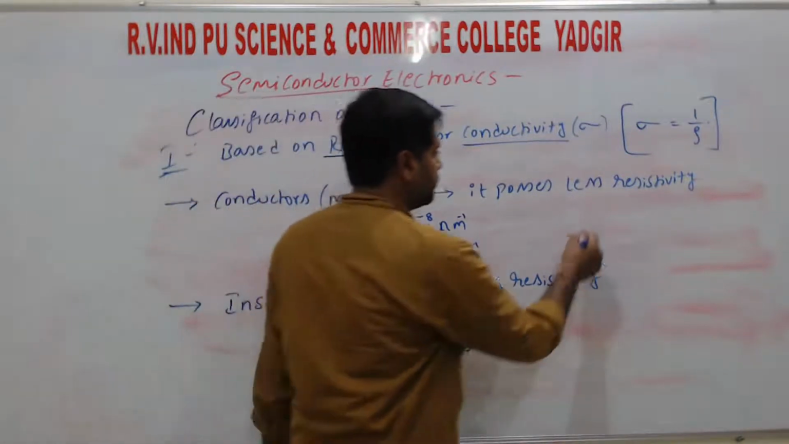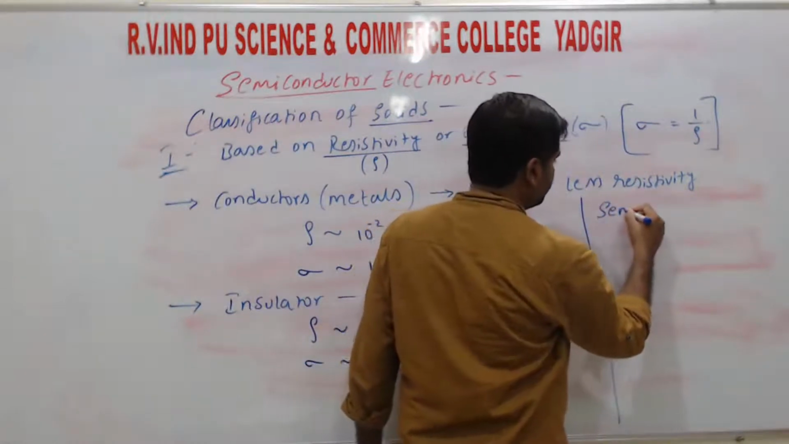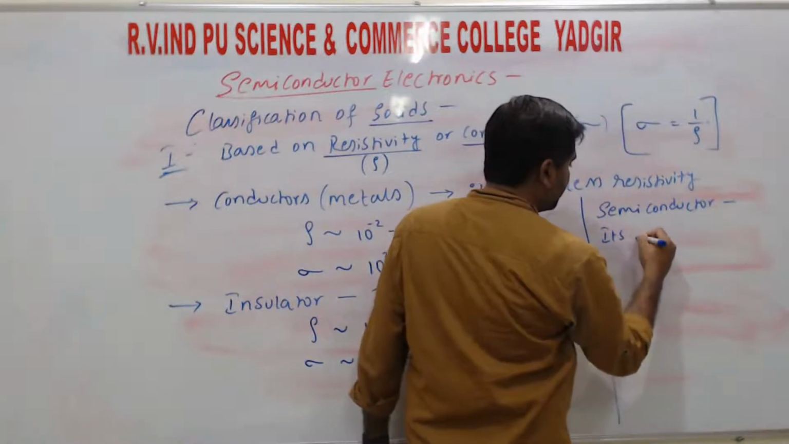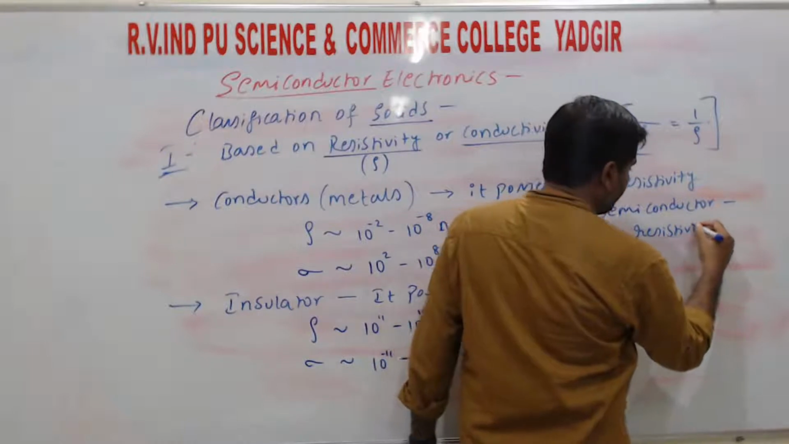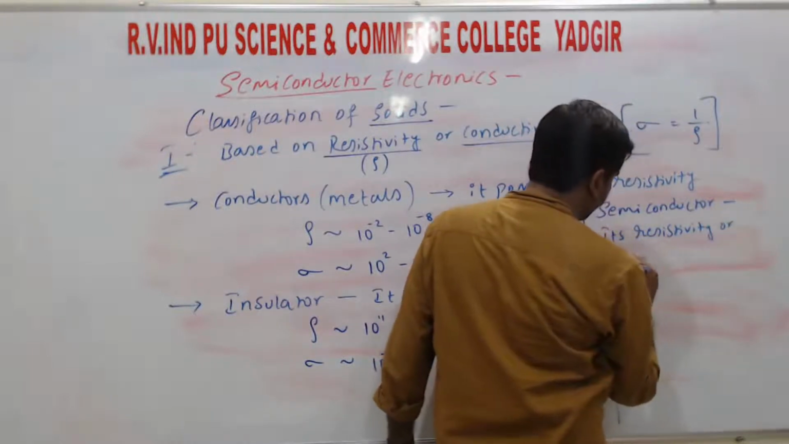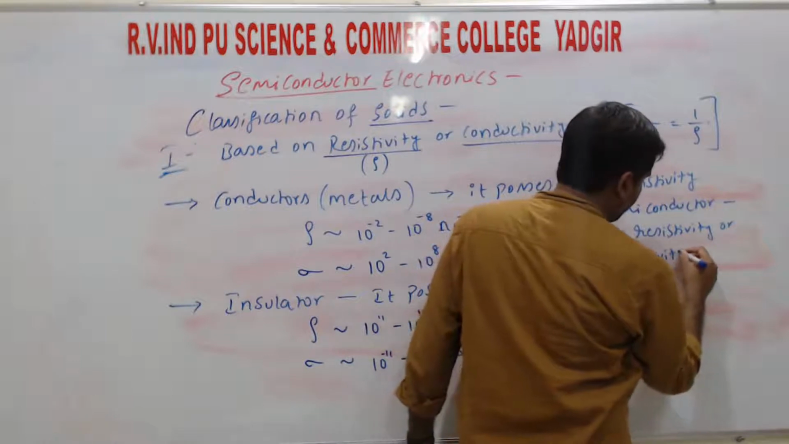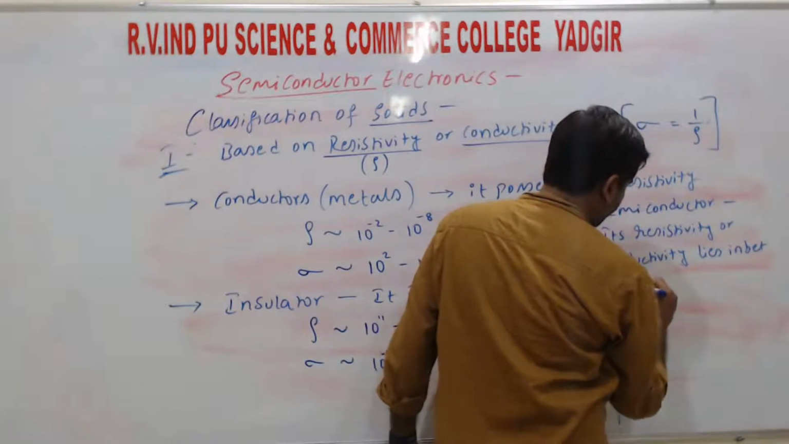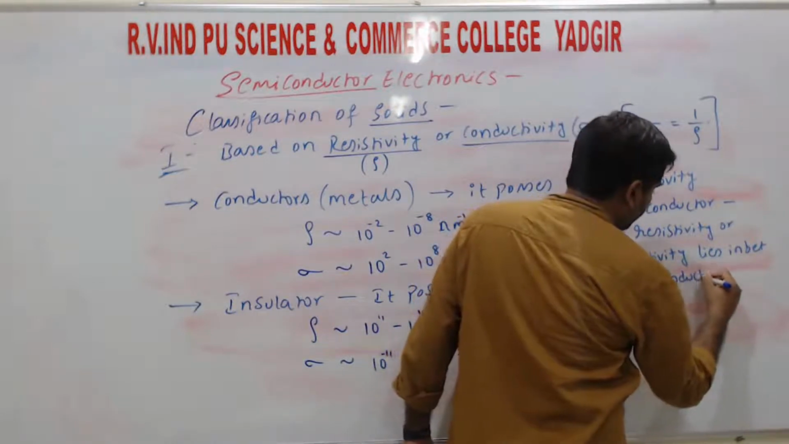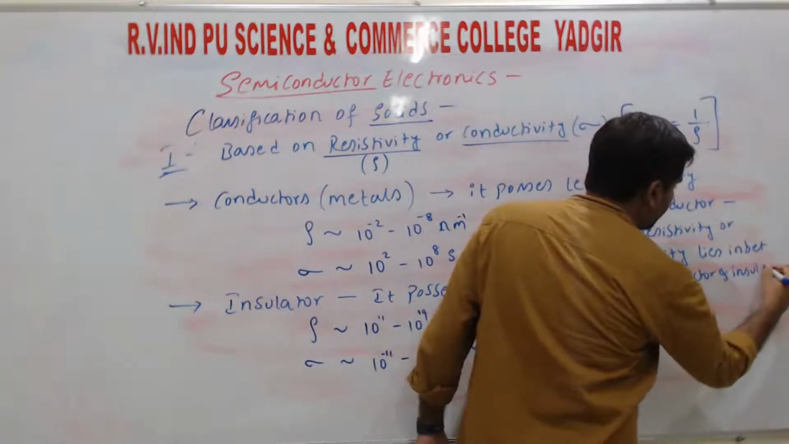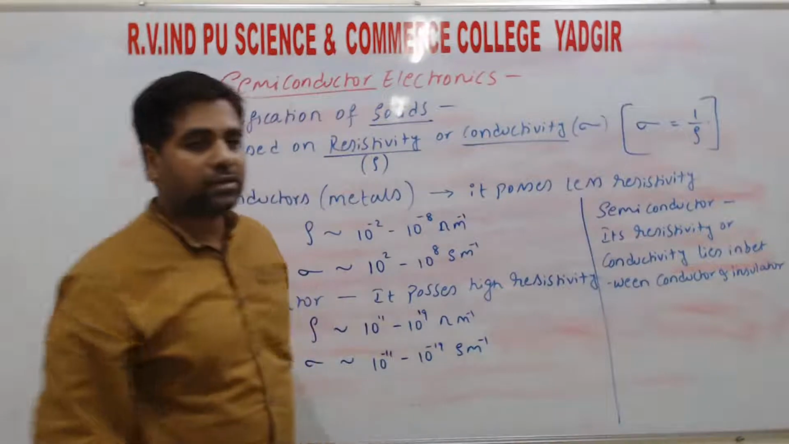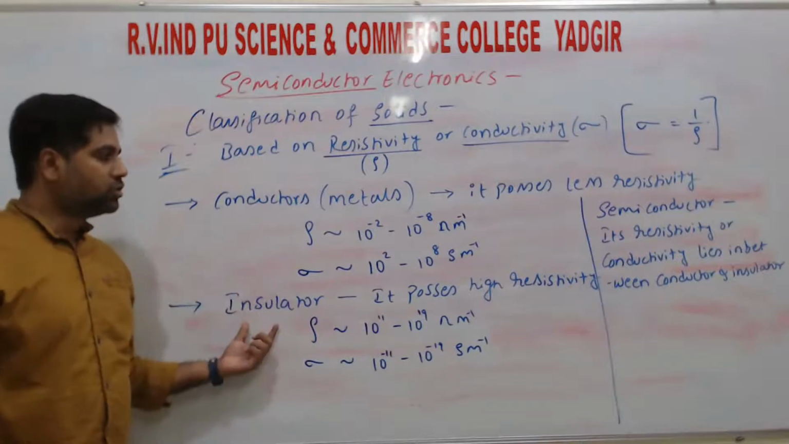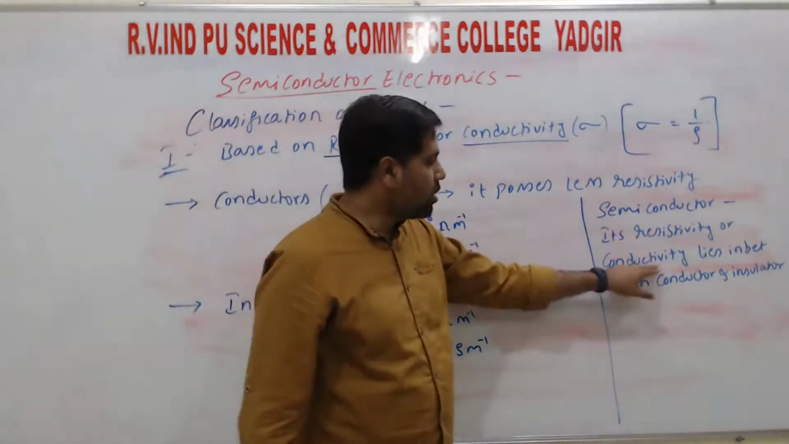And the third one is semiconductor. So its resistivity or conductivity lies in between conductor and insulator. So its resistivity or conductivity lies in between the conductor and insulator, either resistivity or conductivity.